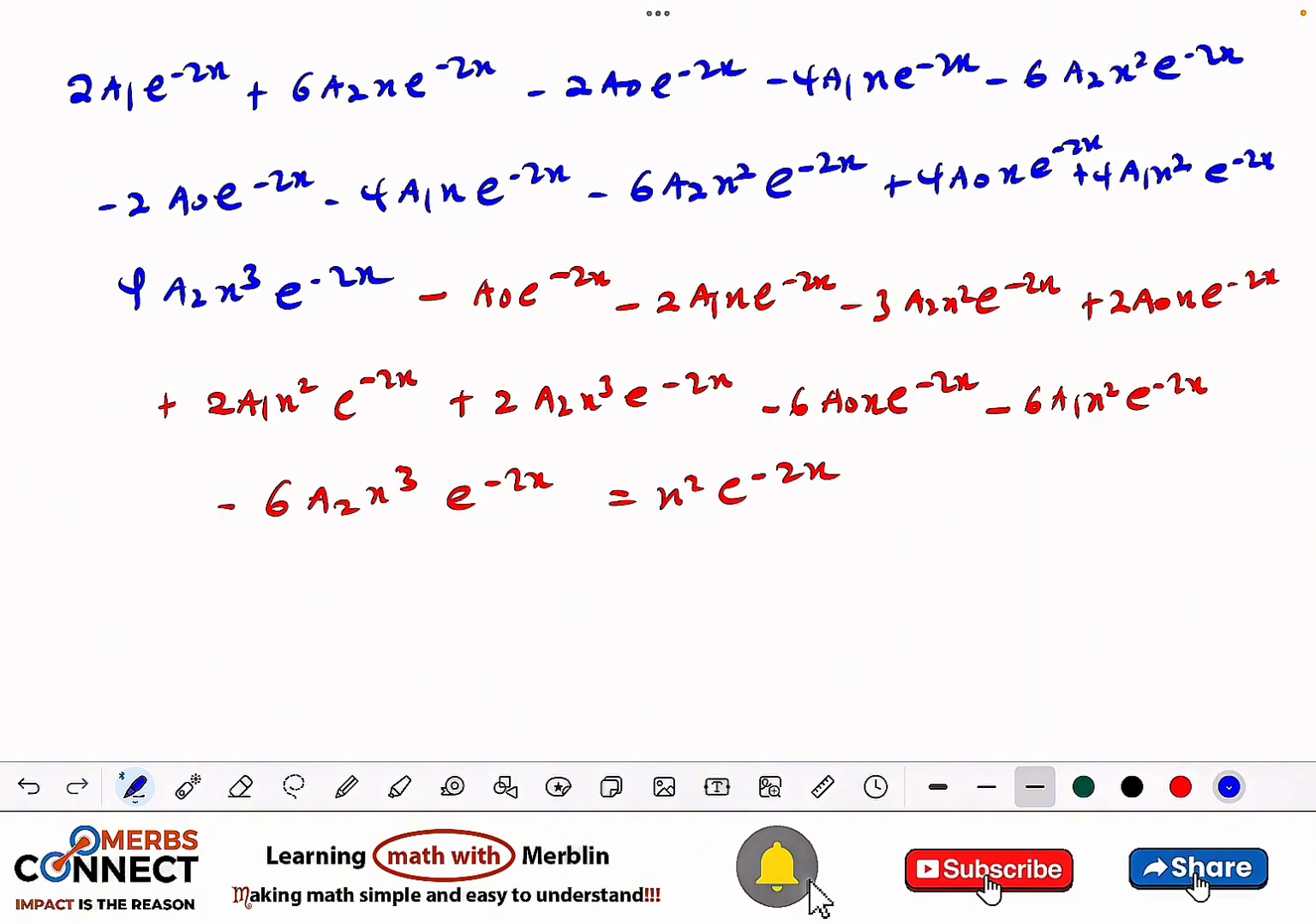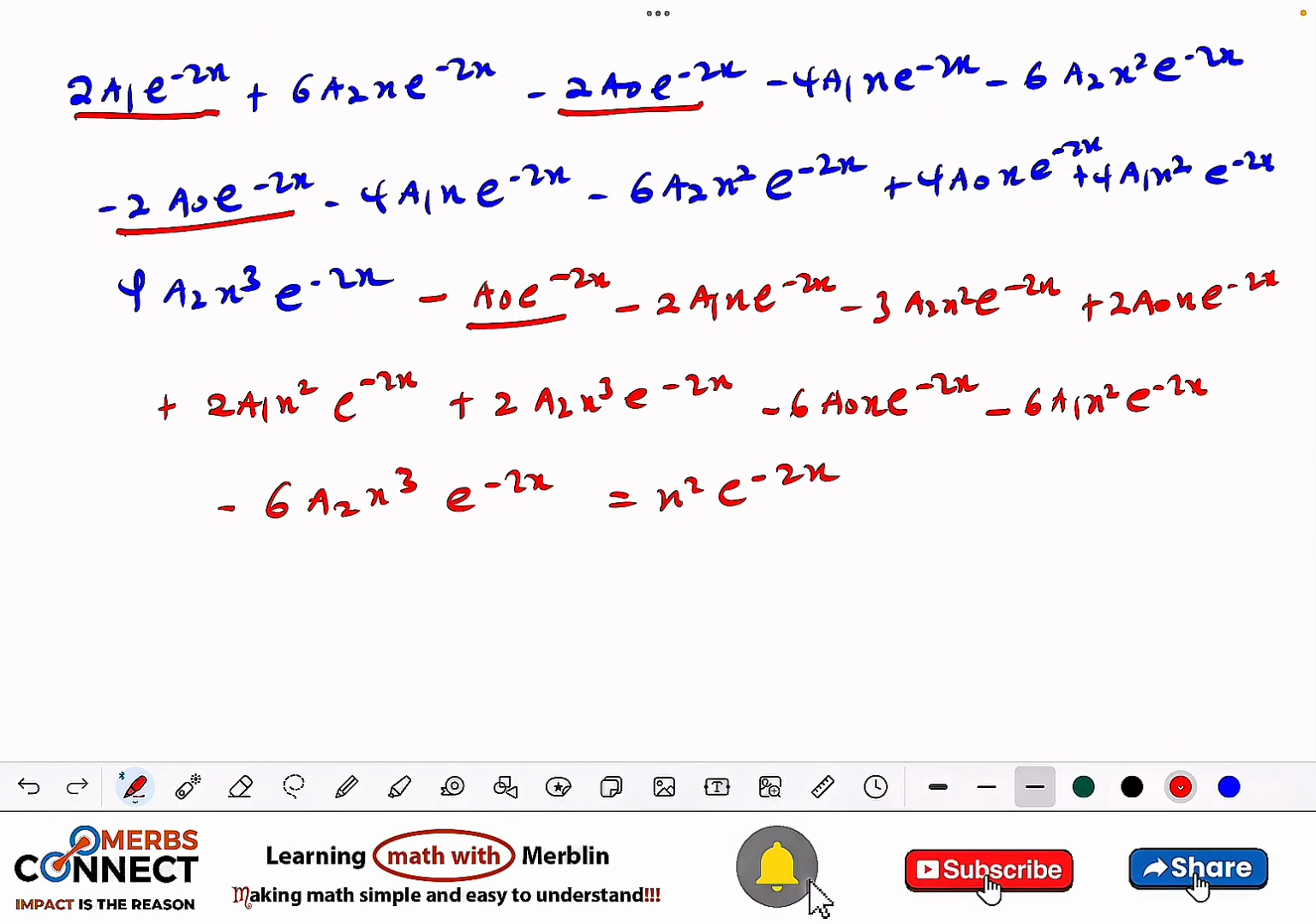This is crazy. So here we are going to group the items with all the x's, with x to the power 3, x squared, and x, and then the constant term. So let's look at the constant terms first. This has no x. This one also has no x. This one has no x. This one has no x. So the ones that have no x are 4 of them.